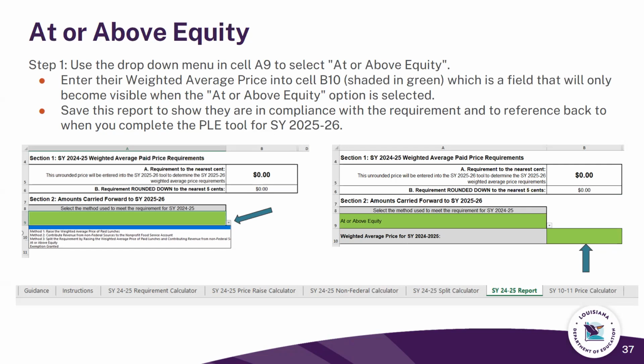Step 1, use the drop-down menu in cell A9 to select "at or above equity." Enter their weighted average price into cell B10, shaded in green, which is a field that would only become visible when the "at or above equity" option is selected. Save this report to show they are in compliance with the requirement and to reference back to when you complete PLE2 for school year 25-26.